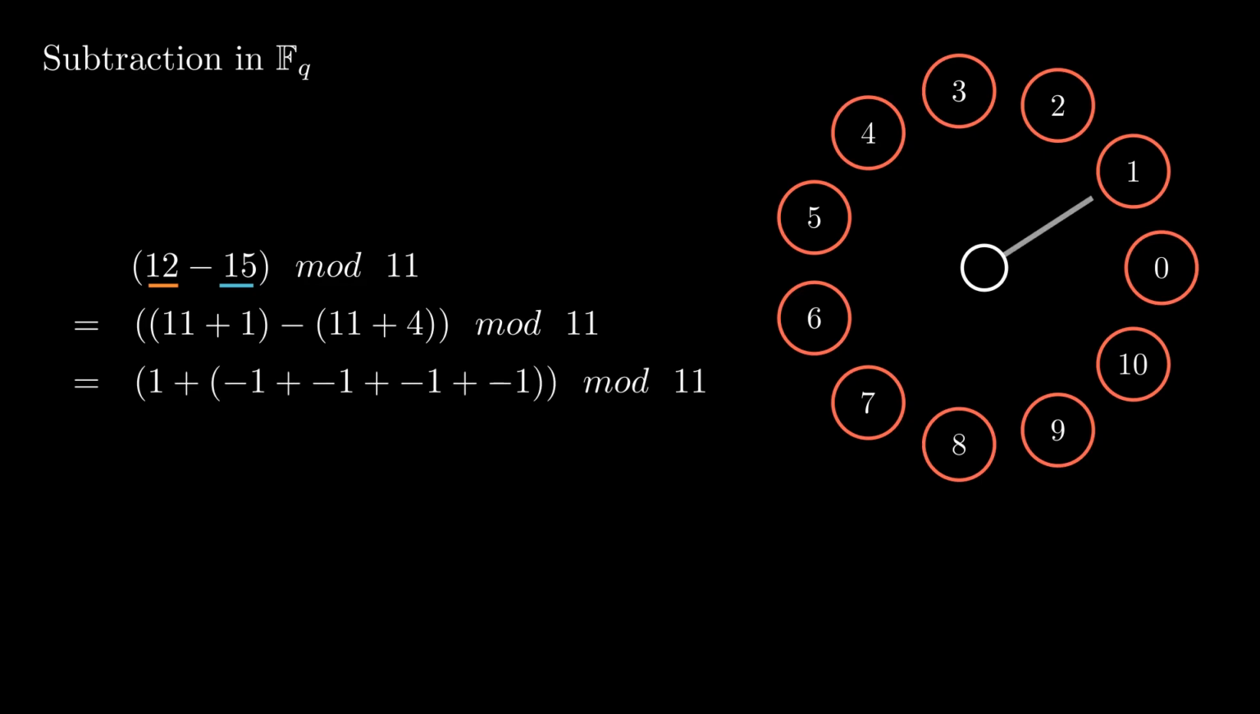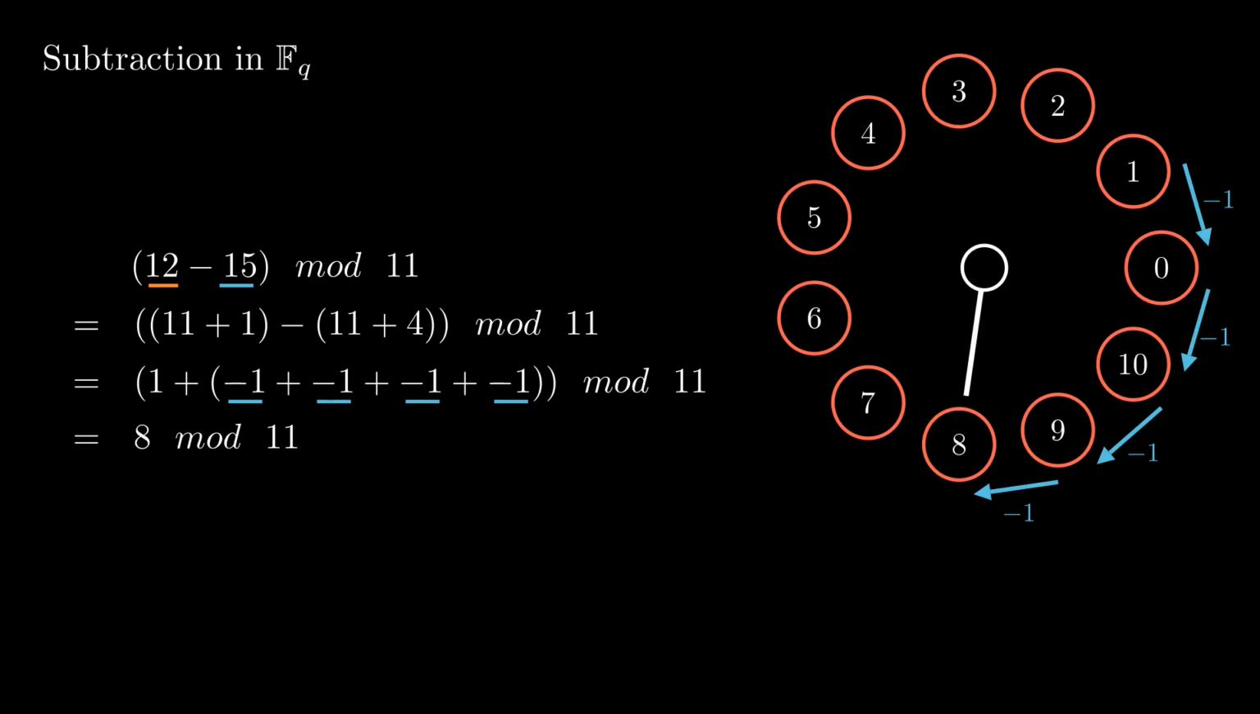Now it is much easier to find the answer. We have to start from 1 and rotate clockwise just 4 times to get to the result. The result is 8. Note how finite fields allow us to shrink both numbers and computations.